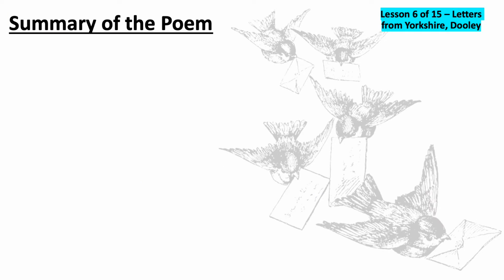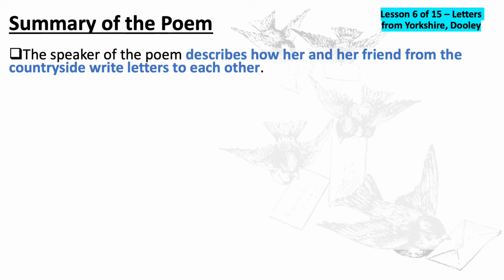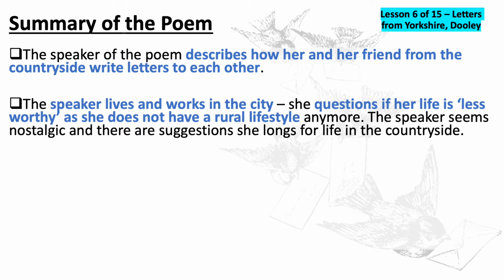So, summary of the poem. Again, a reminder, we're looking at Dooley's Letters from Yorkshire. The speaker of the poem describes how she and her friend from the countryside write letters to each other. The speaker lives and works in the city. She questions if her life is less worthy as she does not have a rural lifestyle anymore. The speaker seems nostalgic, and there are suggestions she longs for life in the countryside.